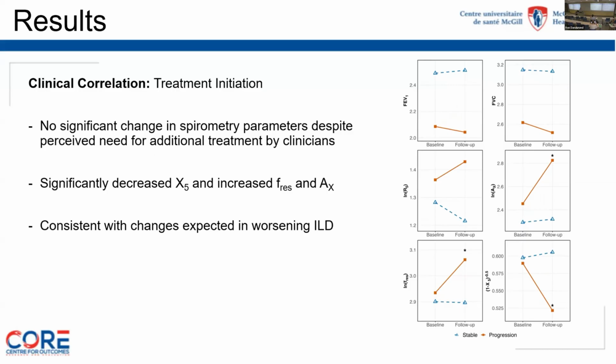However, there was still a decrease in X5, an increase in FRES, and an increase in AX. These changes, again, are consistent with what one would expect in worsening ILD. And it's interesting to see that there are changes reflected on the oscillometry that are not being seen by spirometry, but are being seen by the clinician.